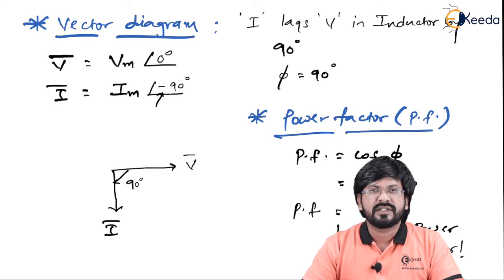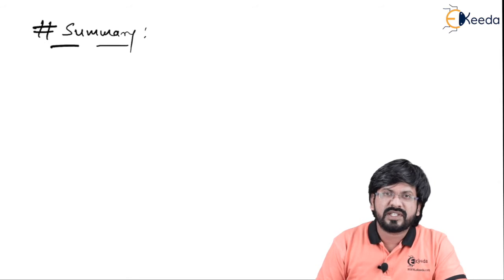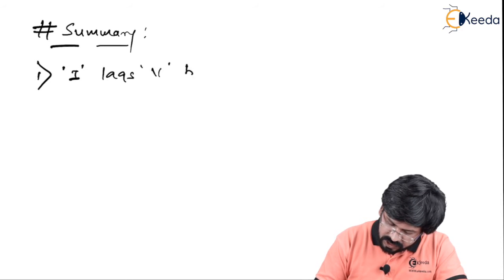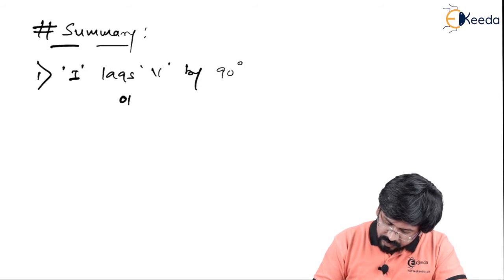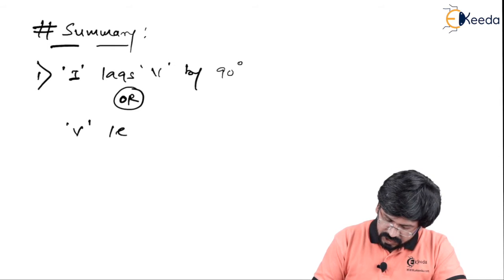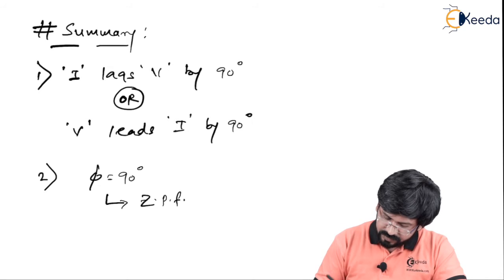Now we will summarize the inductor, how it behaves in an AC circuit. In case of inductor, current always lags voltage by 90 degree. So the first and very important conclusion is that current lags voltage by 90 degree, or you can say voltage leads current by 90 degree. Both mean the same. Second, phase angle is equal to 90 degree. Therefore, it gives you 0 power factor.